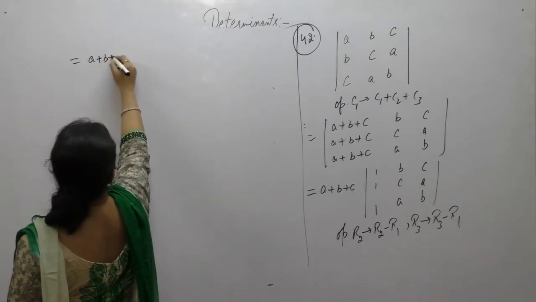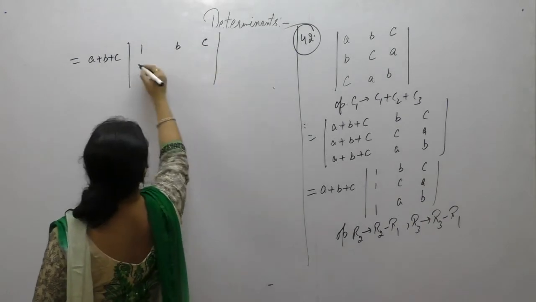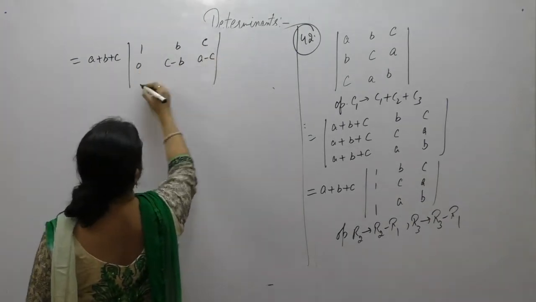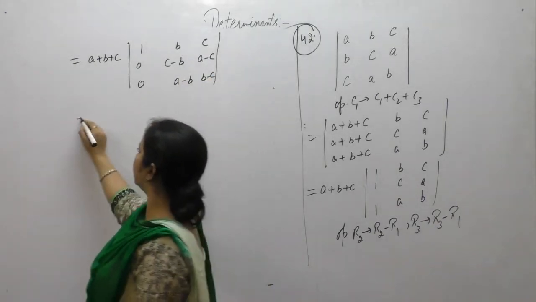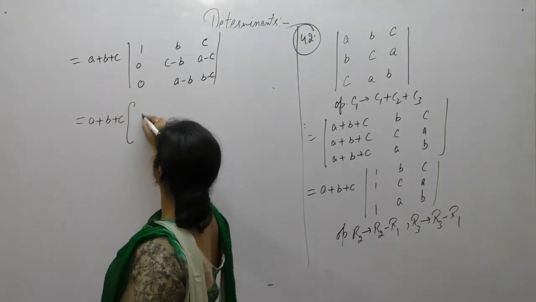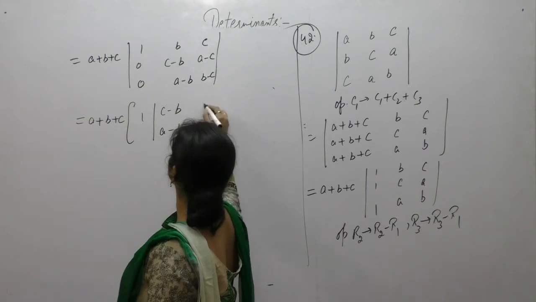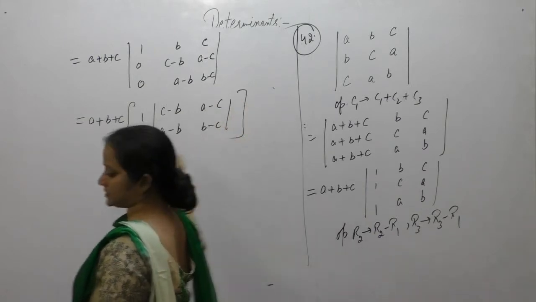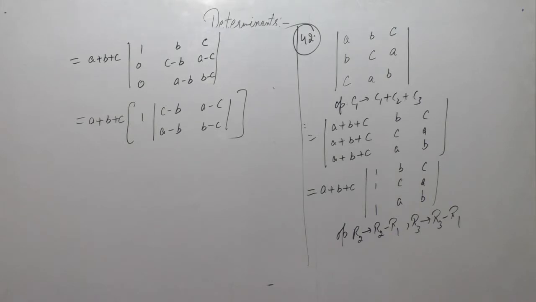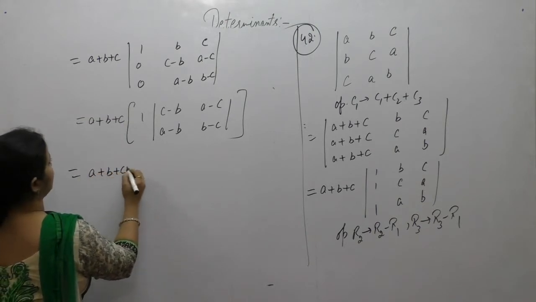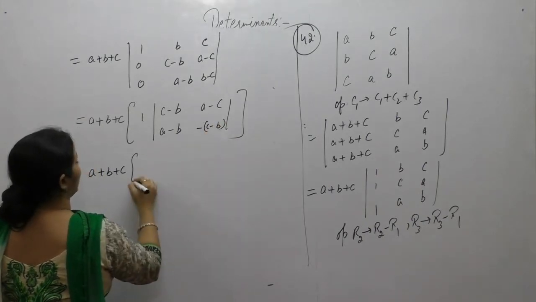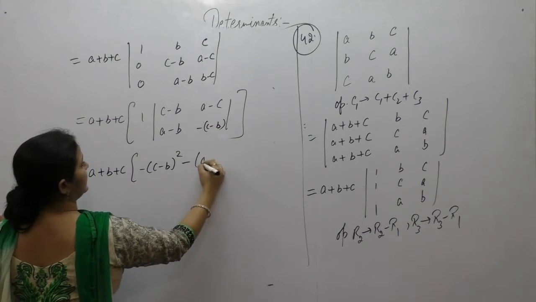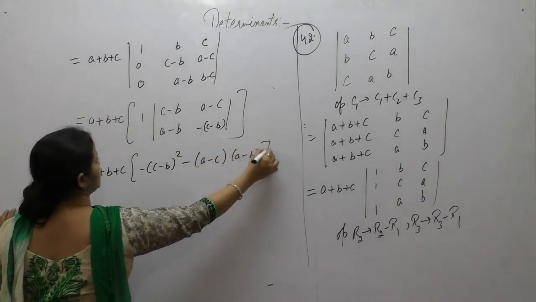So A plus B plus C, 1 B C, 0 C minus B, A minus C, 0 A minus B, B minus C. Expand it along the first column. A plus B plus C, 1 into C minus B, A minus B, A minus C, B minus C. Multiply A plus B plus C by taking negative common. Here we have term C minus B. So minus C minus B whole square minus A minus C, A minus B.